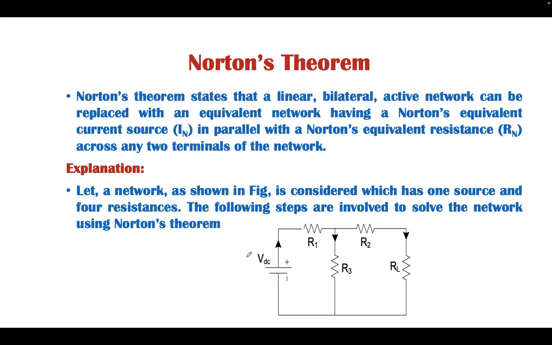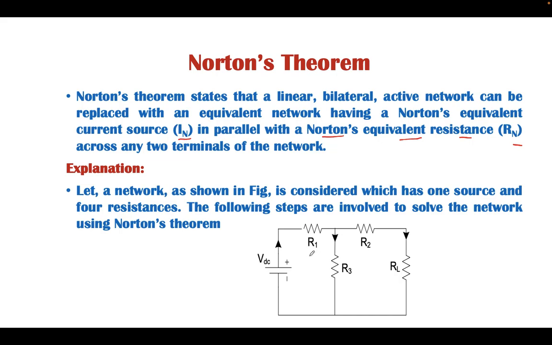Now the next theorem is Norton's theorem. As the name suggests, this was given by the person named Norton, and hence the name is Norton's theorem. It states that a linear bilateral active network can be replaced with an equivalent network having a Norton equivalent current source IN in parallel with Norton equivalent resistance RN across any two terminals of the network.